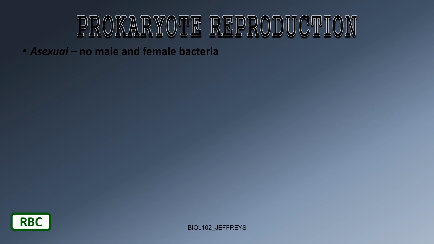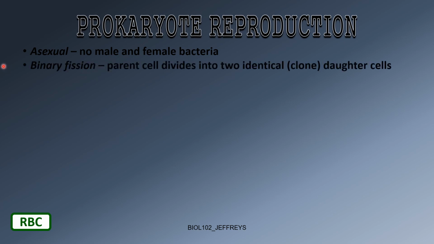So with regard to reproduction in prokaryotes and in bacteria, you know this already from 101 when we talked about reproduction. Prokaryotes undergo asexual reproduction. In other words, there's no male and no female bacteria. It's just a bacterium. And it replicates its DNA and then it divides, right? We call that asexual reproduction. And the process here is binary fission, where the parent cell divides into two identical daughter cells, which then happen to be clones.